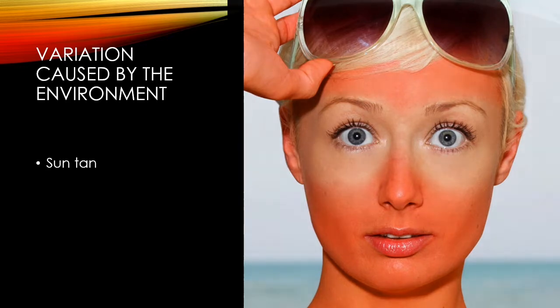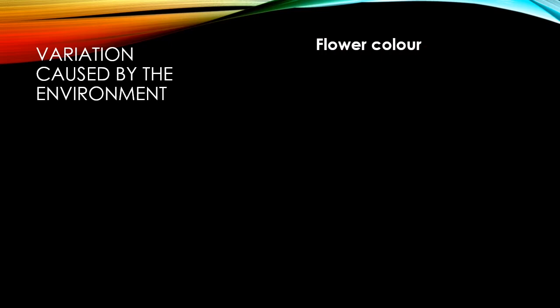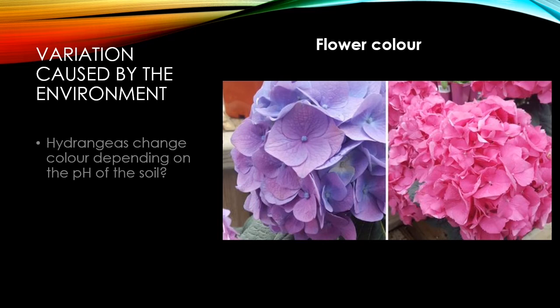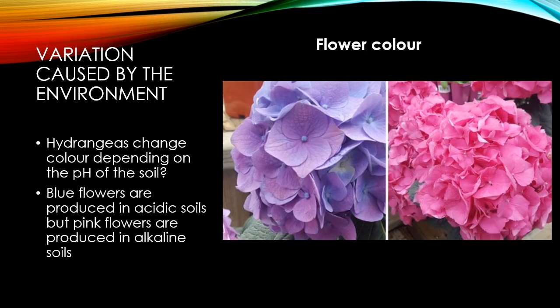Now, there are a few. These flowers here are called hydrangeas. And these flowers are very unusual because they have different colors depending upon which soil they grow in. So if they grow in acidic soils, they grow blue flowers. However, if you plant these plants in alkaline soils, you're going to find that the flowers produced are pink. So again, this is quite an unusual example of how variation is caused by the environment.